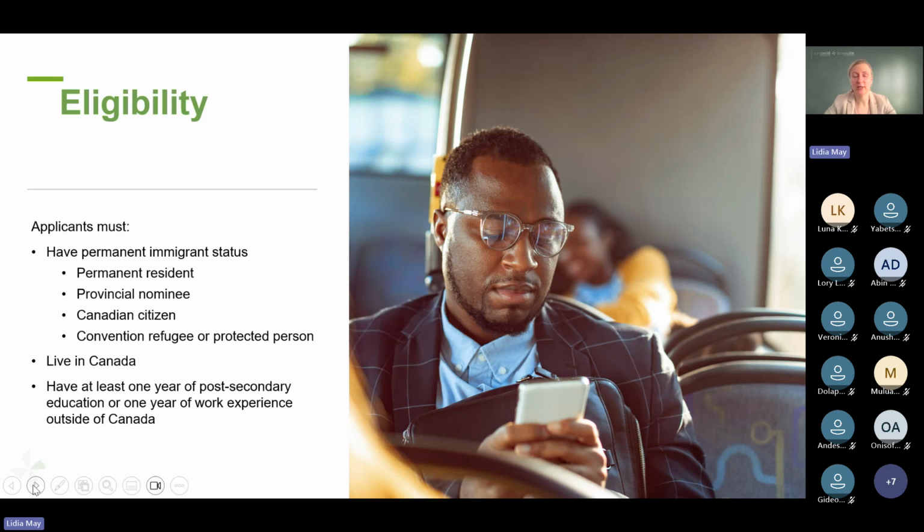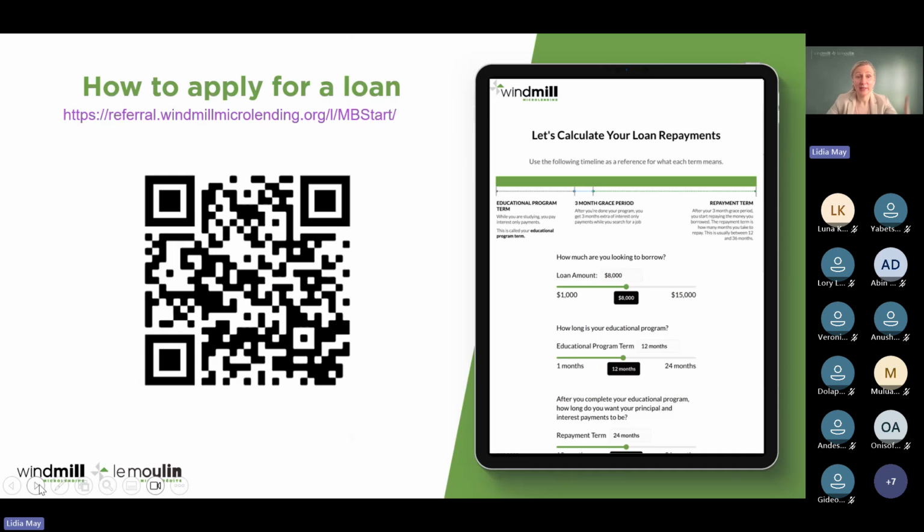Conventional refugee or protected person, same idea. If you're waiting for a decision on your application, you are not eligible. As soon as you get the letter of decision, then you become eligible for our loan. We also ask you to be in Canada when you apply for a loan and have at least 1 year of post-secondary education outside of Canada. So not in Canada, but outside of Canada, just 1 year. If you don't have it, we can take into consideration your professional work experience, again, outside of Canada as well. And basically, here I wanted to show you how you can apply for our loan.